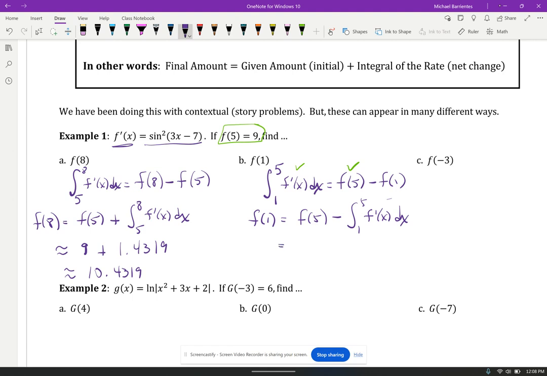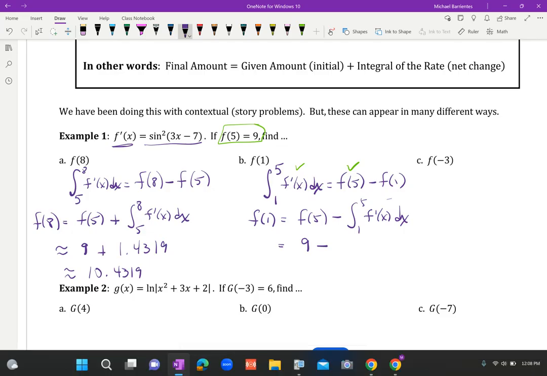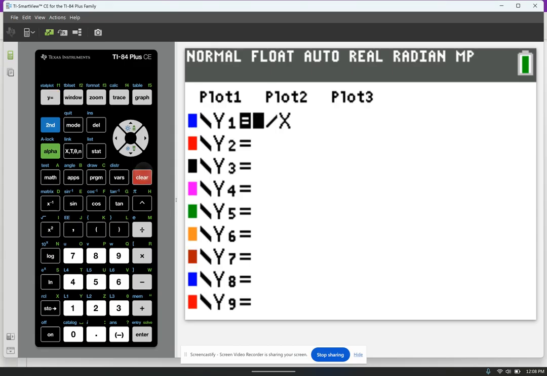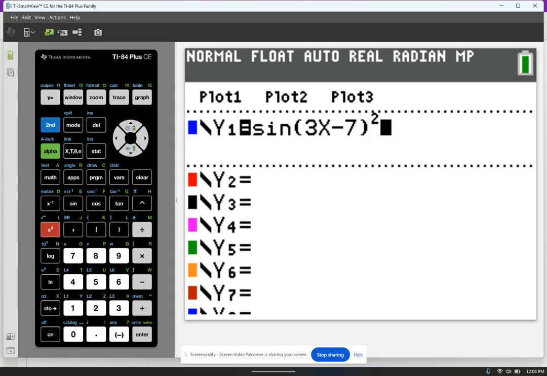Well, we know f of 5 is 9 minus. I'm going to need to evaluate this function. And so here I start to realize, hey, I'm going to need to use this function equation several times. So why don't I just save it in y1? And I don't have to retype it every time. And I can save it in y1 by doing this. Sine of 3x minus 7 squared. Now it's saved in y1.